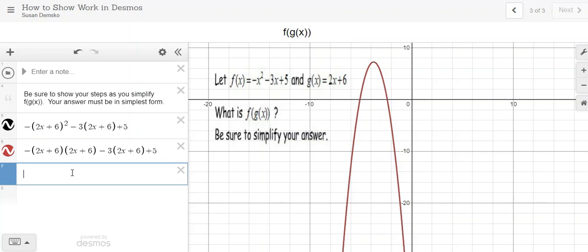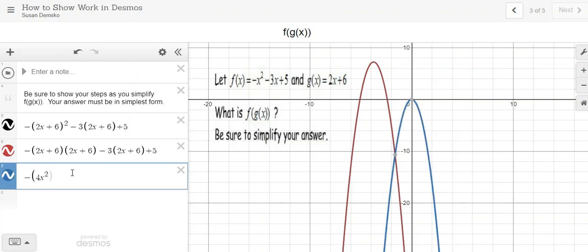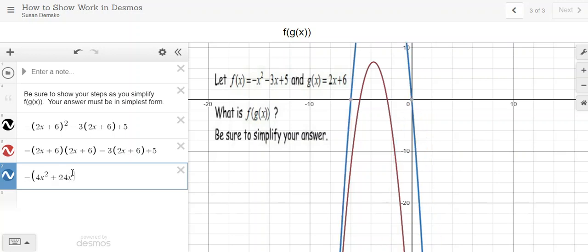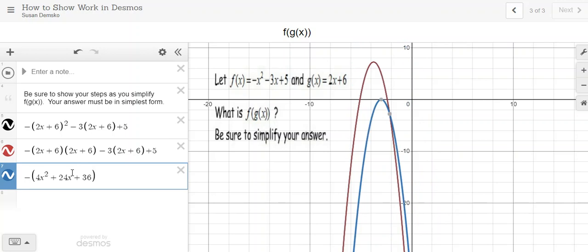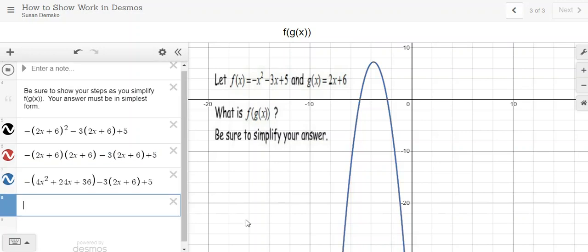So then I'm going to continue down. I'm going to remember my order of operations. And perhaps you did this on paper, so you know what you're going to get when you write it out. In fact, I can even just take this part here, copy it, paste it in here, and you can see it graphed right on top.